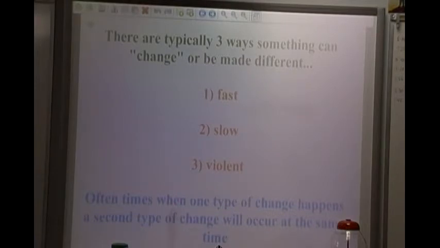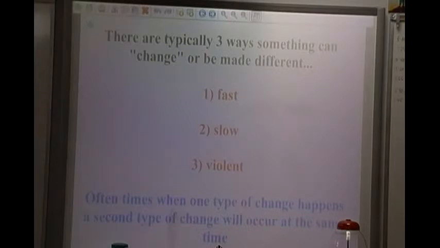That blue down there is pretty important too. It says often when one type of change happens, so let's say fast, let's say something fast changes, okay? It says typically a second type of change will happen with it. So it might be fast and violent. In rare situations, it could be fast, slow, and violent. Okay? So it could be just one, but more than likely it's at least got 2 or 3 with it.